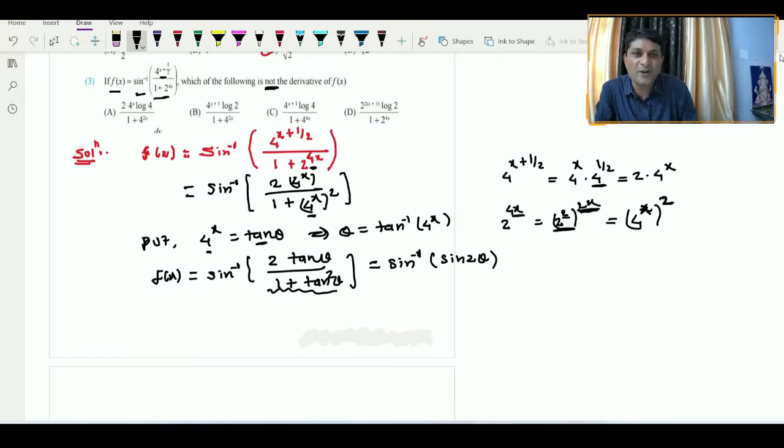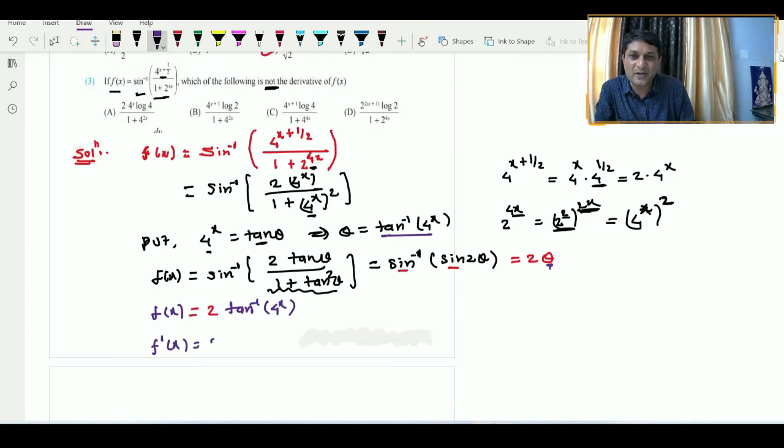Now according to our property of inverse trigonometric functions, sine inverse and sine get eliminated, and the remaining term is 2 theta, which is equal to 2 theta. Now I am substituting the value of theta. So what is the value of theta? Theta is tan inverse of 4 raised to power x. This is nothing but the value of f of x. Now we are differentiating it.